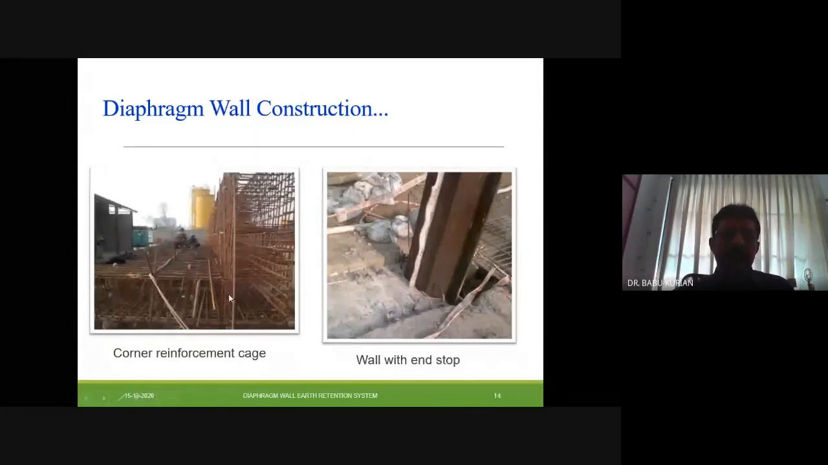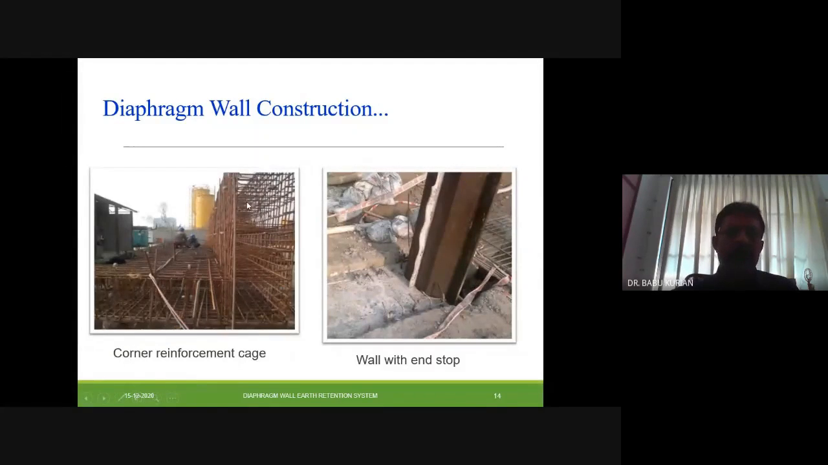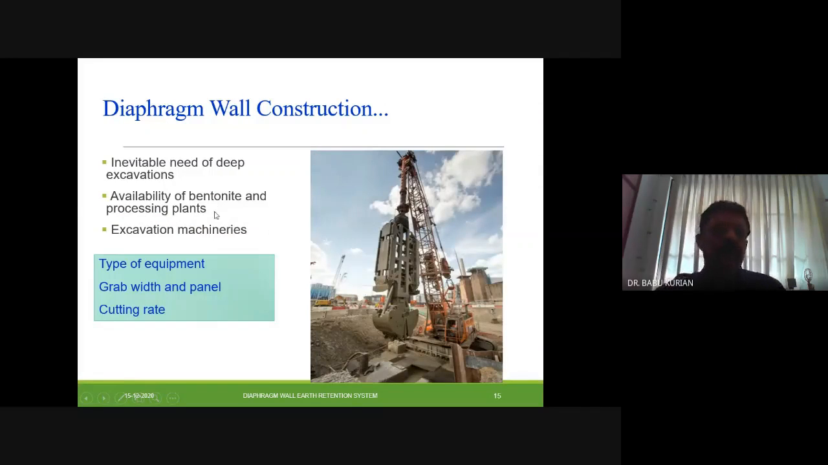And this is the reinforcement cage that is constructed at the corners. At the corners, if there's a 90-degree turning, this is how to prepare the reinforcement cage for the corner. And this is the stop end. The stop end can be either a pipe or made with the help of channel sections or angle sections, etc. We can construct this end stopper. Then after this is one panel, once the concreting is over, we can, with the help of the crane, pull out this stop end. And that is regarding the construction procedure.